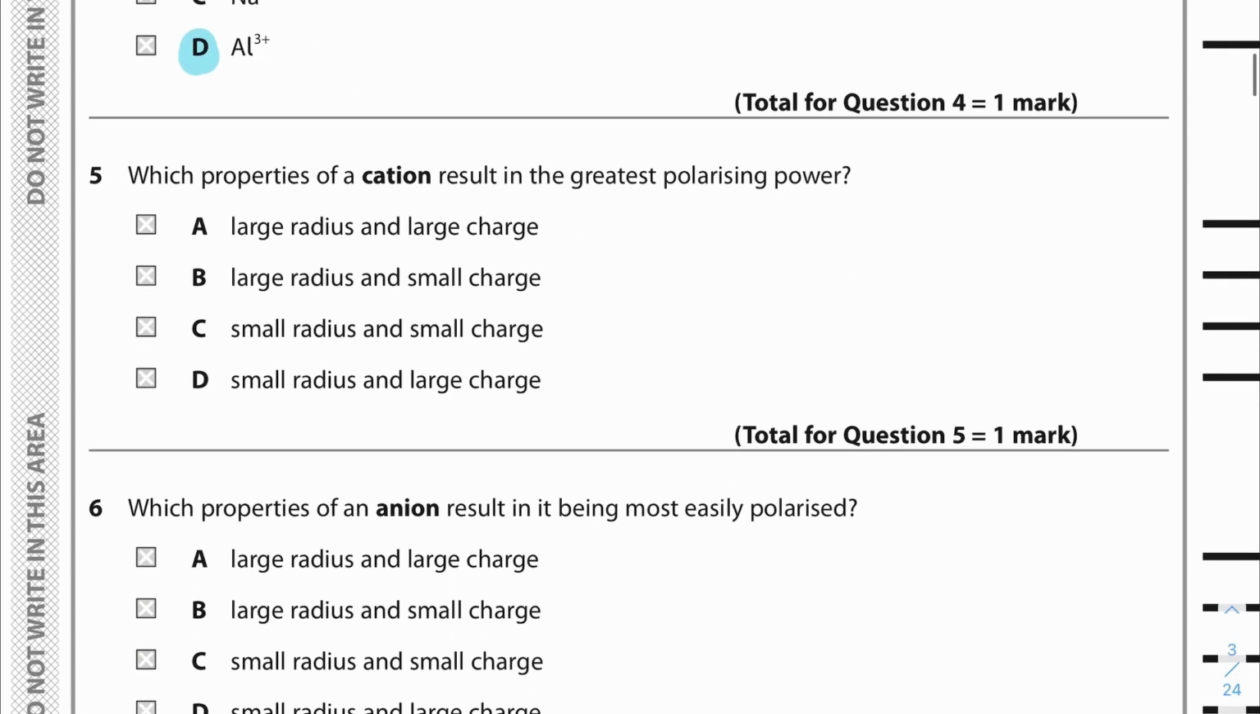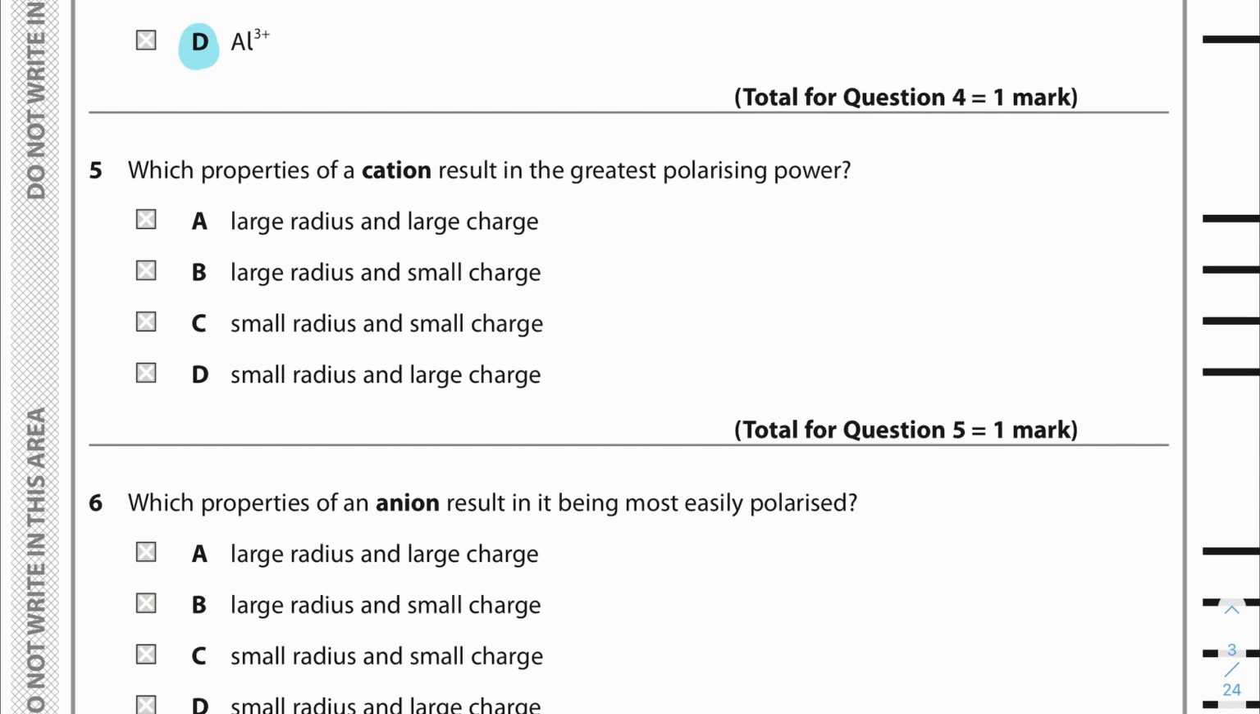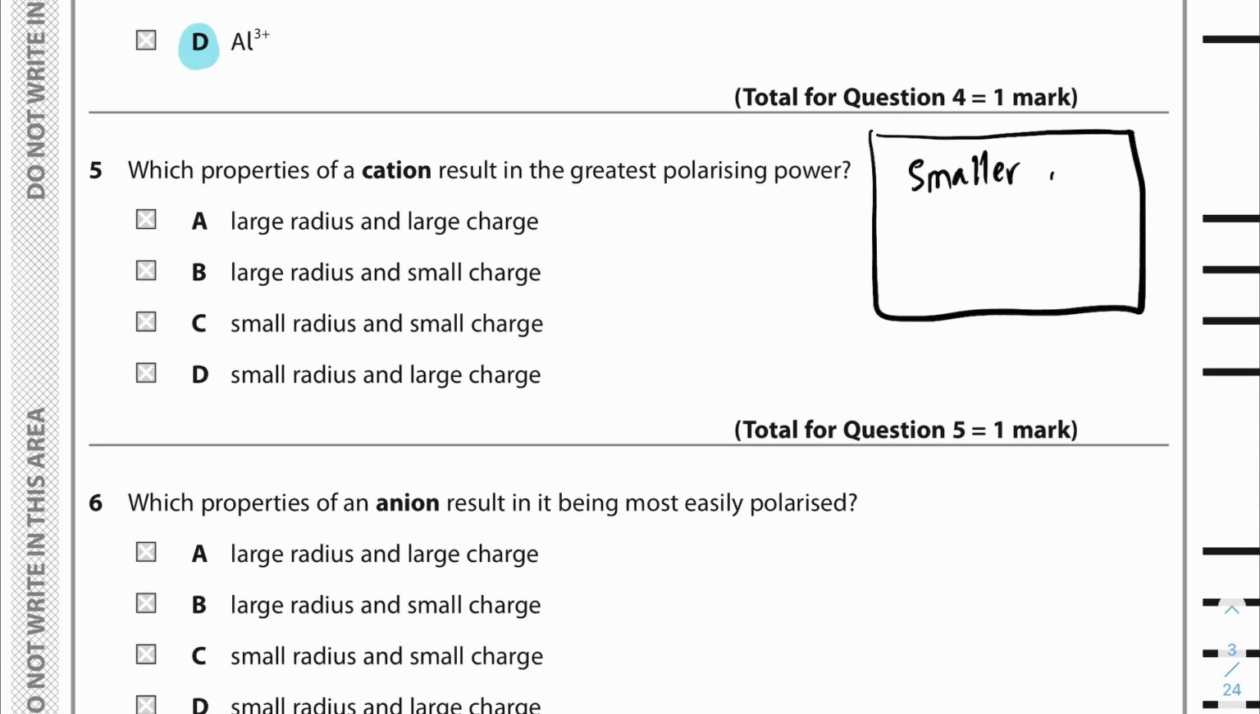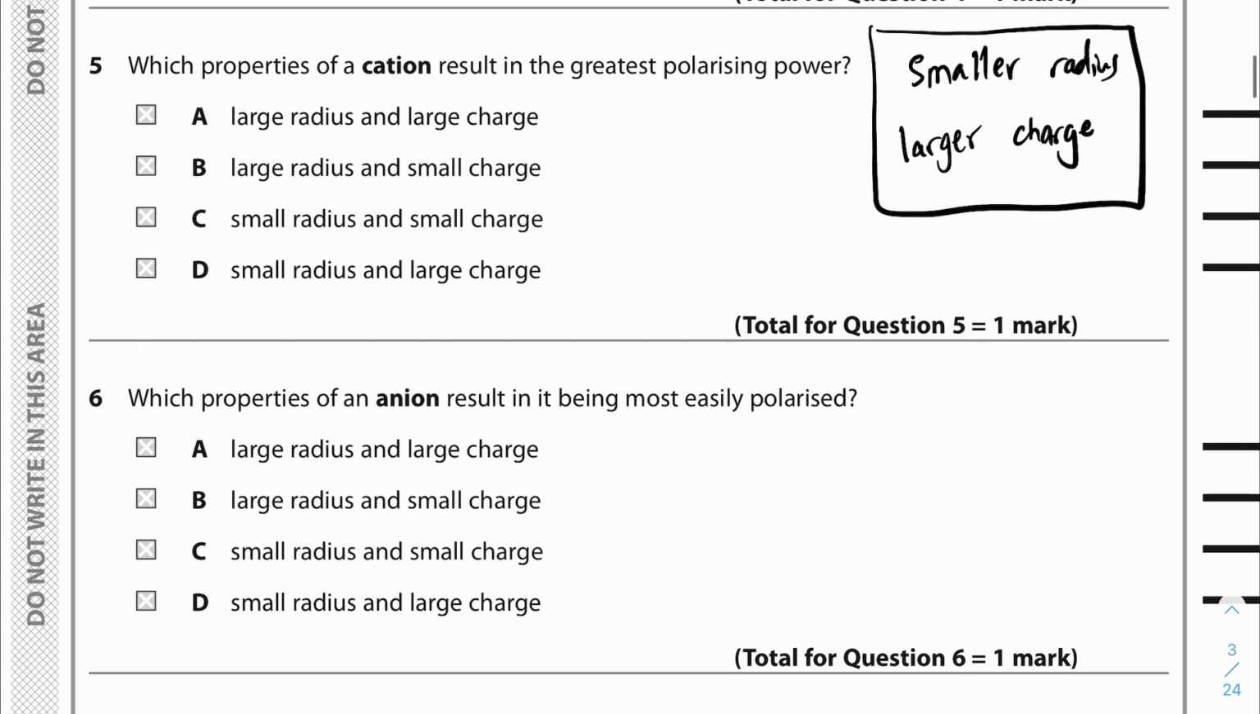Question number 5. Which properties of a cation results in the greatest polarizing power? Now, the greatest polarizing power, just to remember, is always smaller radius and larger effective nuclear charge, or larger charge in this case. So let's see what the answers are.